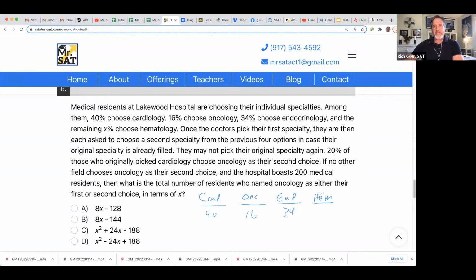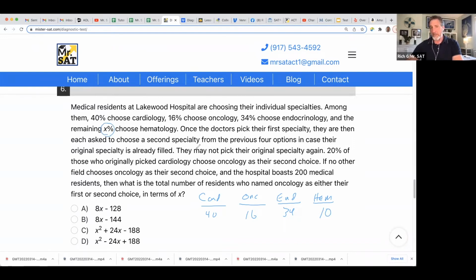Well, it says X%, but can we figure out X%? Because what do all the percents have to add up to? 100, because everybody is 100%. So I've got 40 and 16, 56, 56 and 30 is 86, 86 and 4 is 90. What percent do I have left over for hematology? 10%. I've already figured out this variable X right off the bat. That helps clear things up.